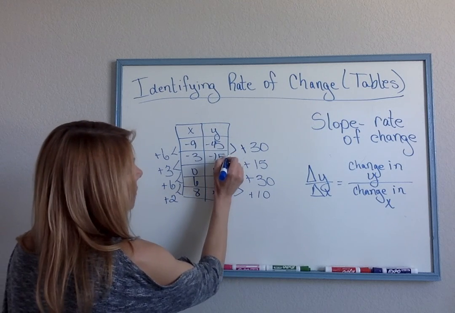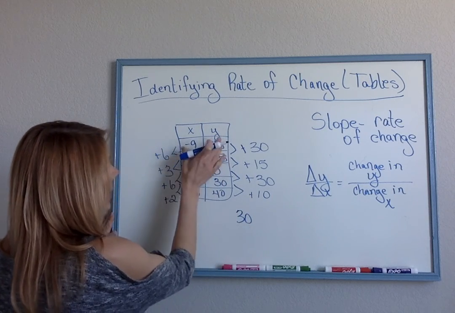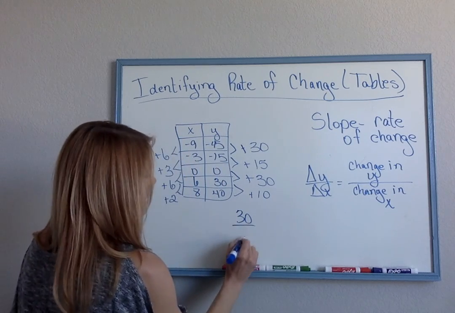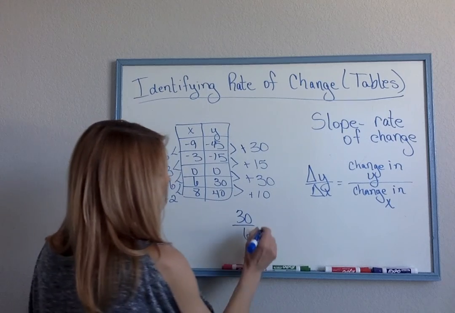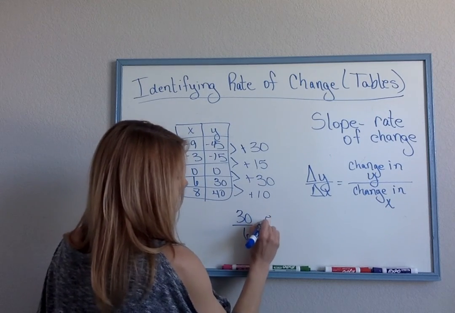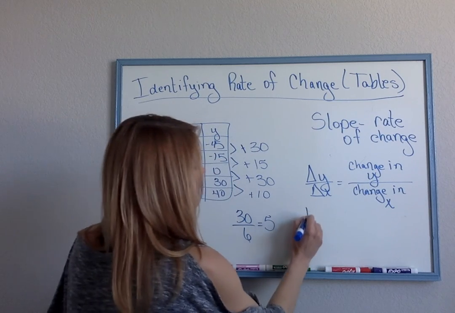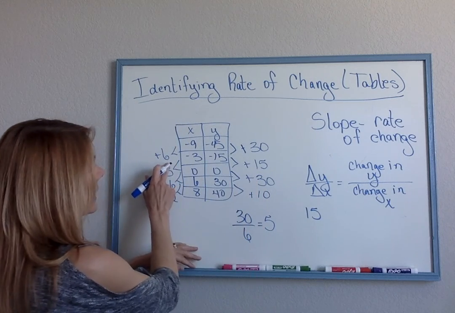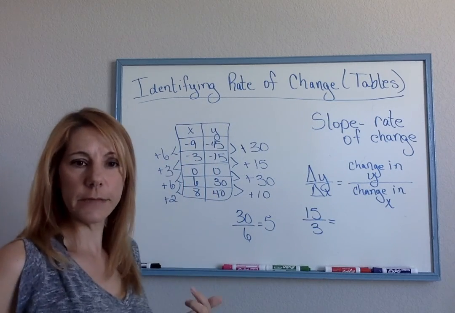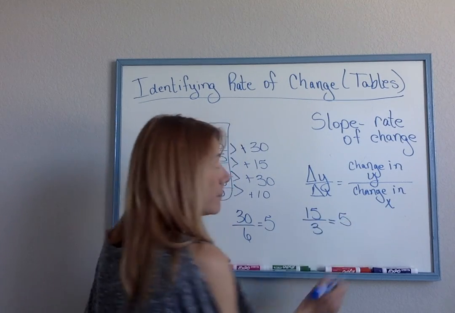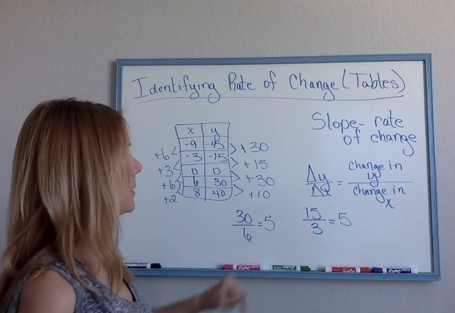So if I go from -45 to -15, my rate of change is 30. And if I go over here and use the same X's, my rate of change is 6. So I've got 30 over 6. Okay? So that would simplify to get 5. Now, what about when I go from -15 to 0? That one's 15. And its corresponding X changes by 3. Well, 15 divided by 3 is also 5. So even though they're different numbers, when I simplify them, they end up being the same.